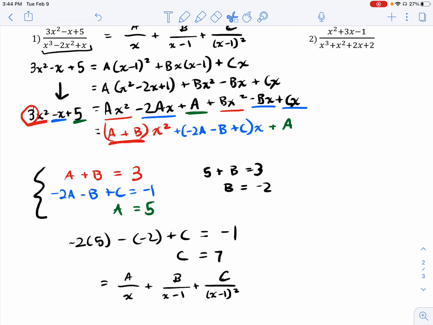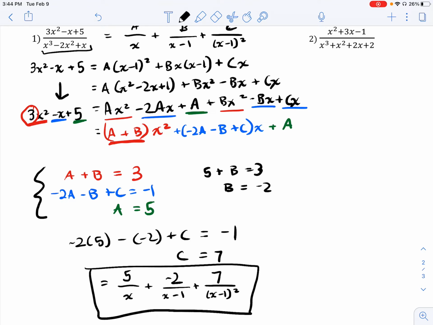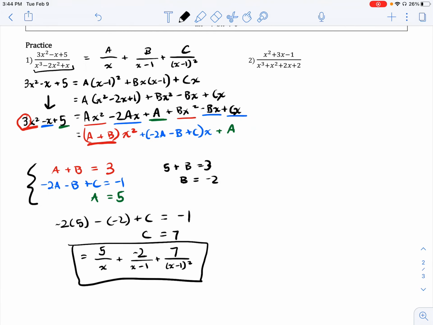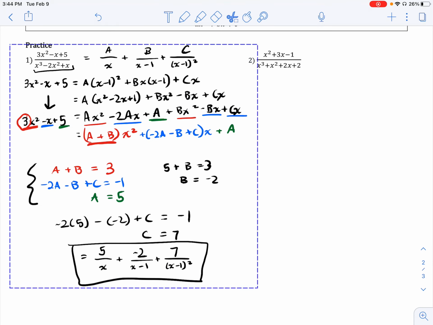So here, in place of a, b, and c, we know what they're equal to. A is 5, b is equal to -2, and c is equal to 7. So there is our decomposition. Okay, let's go ahead and do another example.